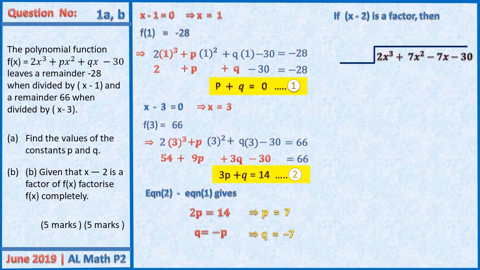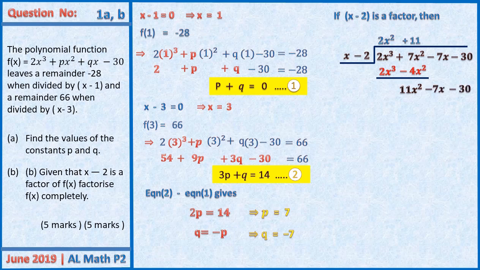So dividing the polynomial by x minus 2, using long division, we have 2x cubed divided by x, giving us 2x squared. Now 2x squared times x is 2x cubed. 2x squared times minus 2 is minus 4x squared. When we subtract, we obtain 11x squared. We bring down the other terms we have not used.